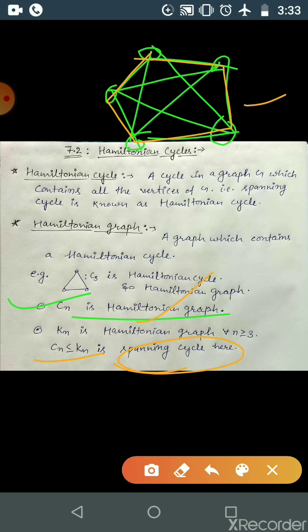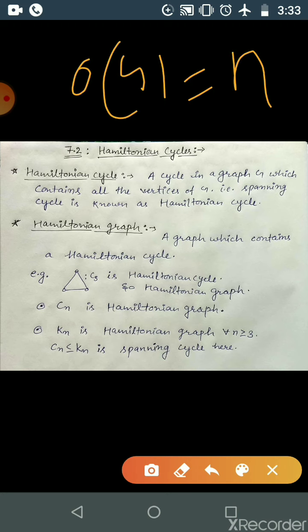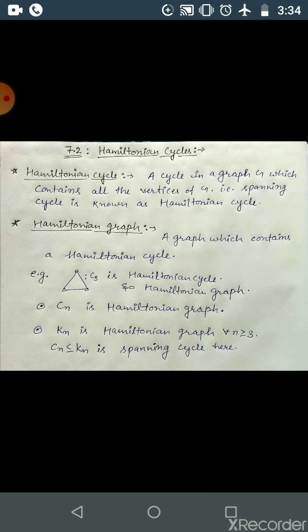Likewise, Kn is a Hamiltonian graph because Cn is a subgraph which contains all the vertices of Kn. That is, Cn is there which visits all the vertices of Kn. Whenever the order of the graph is n and a spanning cycle Cn exists in that graph, it becomes a Hamiltonian graph. A cycle which contains all the vertices becomes the Hamiltonian cycle, and a graph containing that cycle becomes the Hamiltonian graph.